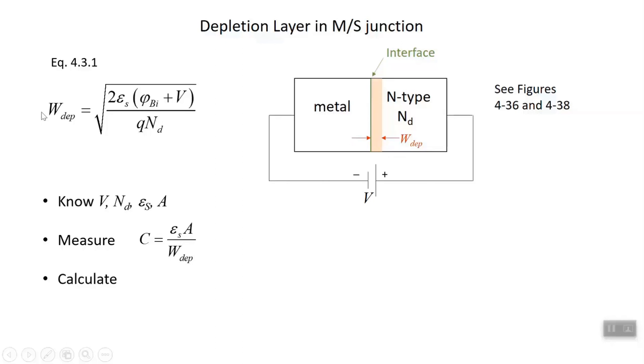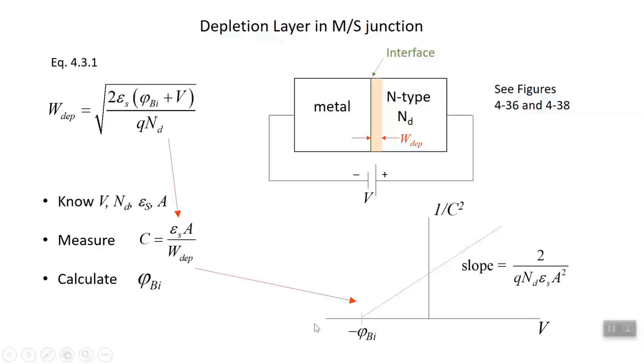If you take this expression for depletion width and insert it in there, then you can calculate the built-in potential. We'll actually determine the built-in potential graphically, so calculate it or deduce it from a graph. Either way, you can get a data set that looks like this.